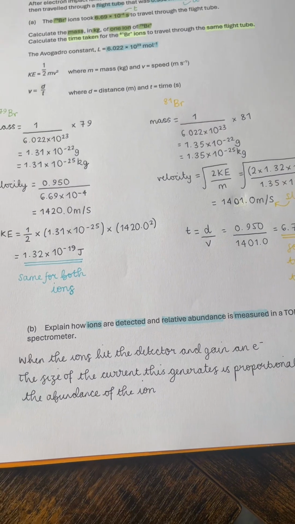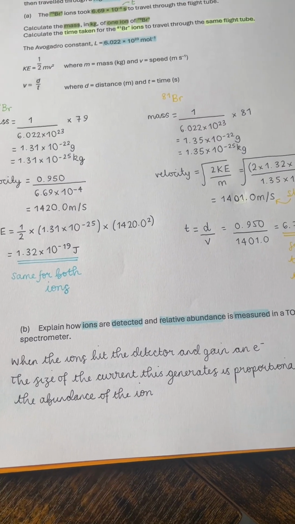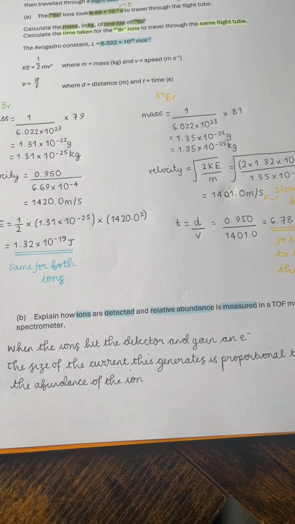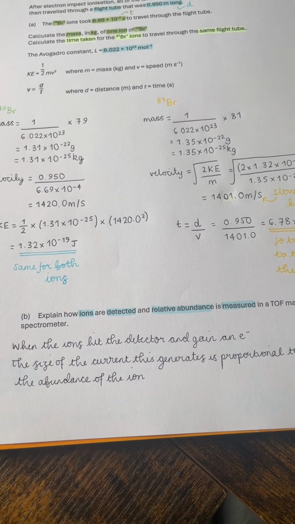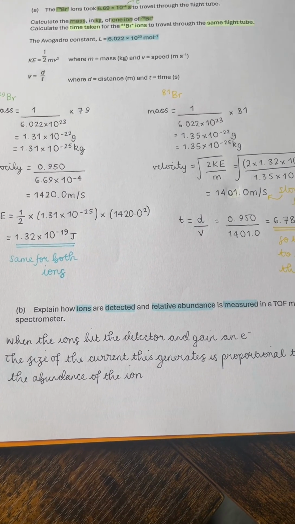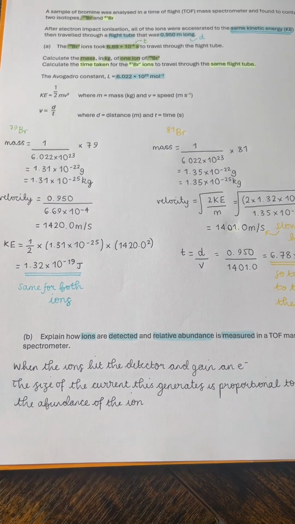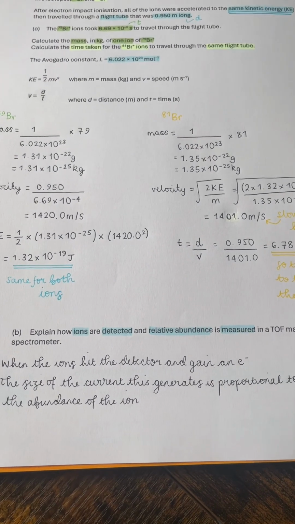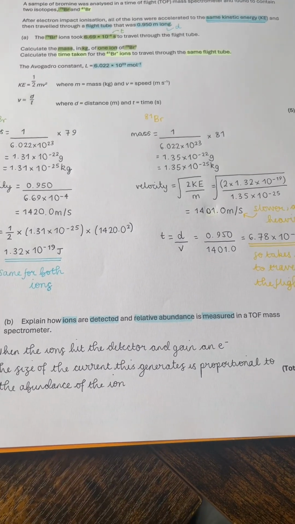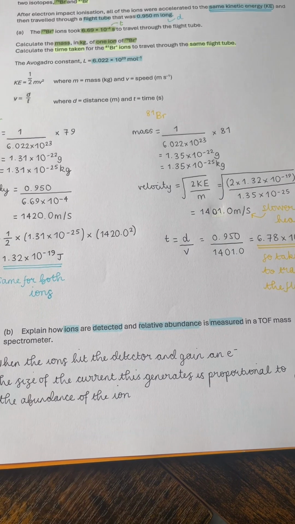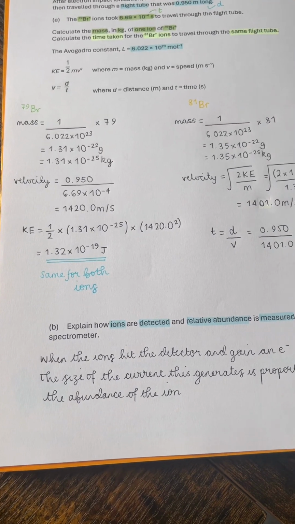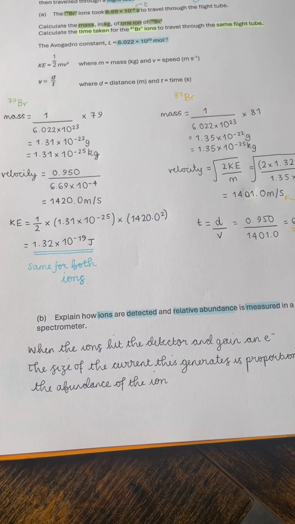Why is that helpful? Because the size of the current that this generates, i.e. the size of the flow of the electrons to the detector, is proportional to the abundance of the ion. So if you have one ion hitting the detector, it will accept one electron, and that will be a minuscule current. Whereas if you have 1,000 ions hitting the detector, that's going to generate a current made from 1,000 electrons. So the size of the current gives us an indication as to how many ions are present. And that's the sort of wording that they would want you to use, that the size of the current is proportional to the abundance of the ion.